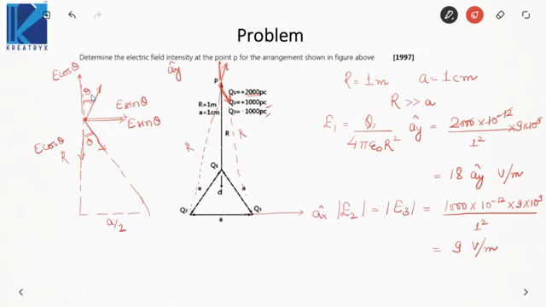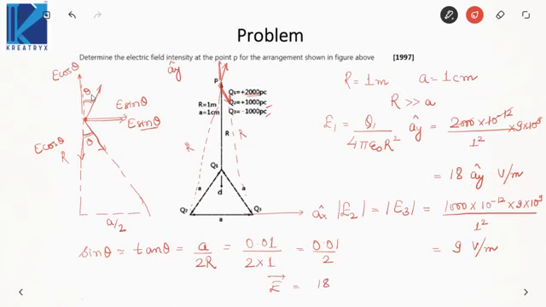What I need actually is the sine theta. Sine theta will almost be equal to tan theta, as theta will be very small, which will be equal to a by 2r. This angle is very small because r is much greater than a. What is a by 2r? That is 0.01 divided by 2 into r, which is 1. So 0.01 by 2.